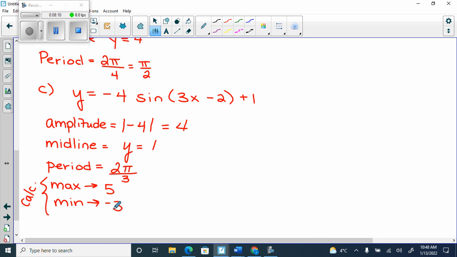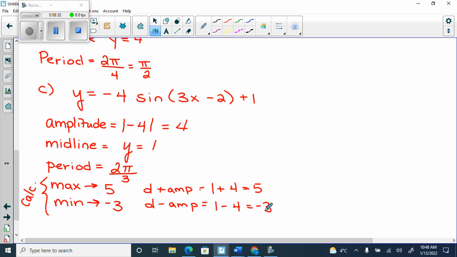Because what you can do is you can actually go D plus amplitude and D minus amplitude if you didn't want to use your calculator. So that's why I could do them and say you were right. So I could go 1 plus 4 and get me 5, or I could go 1 minus 4 and get me negative 3. So I didn't need my calculator, right? But you have your calculators.